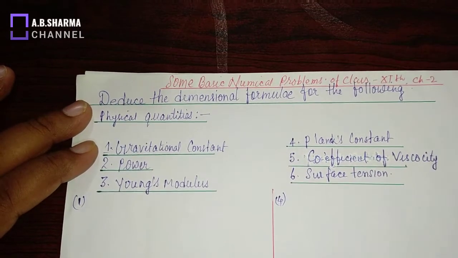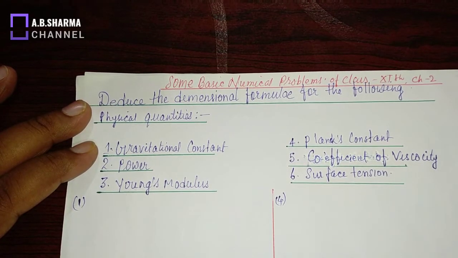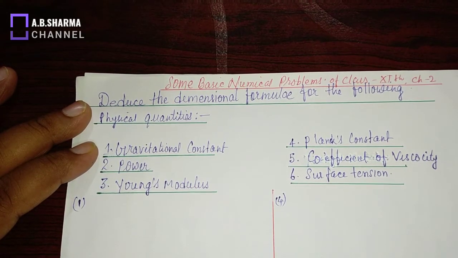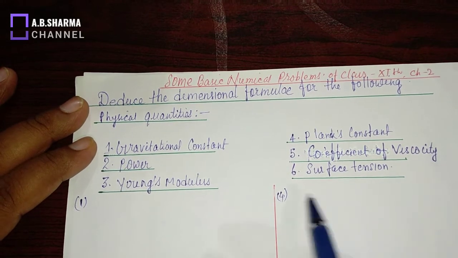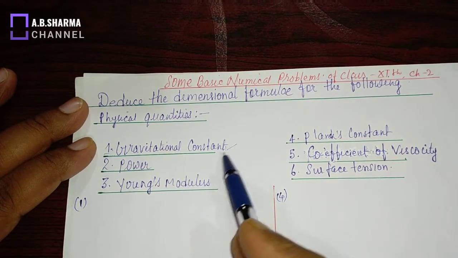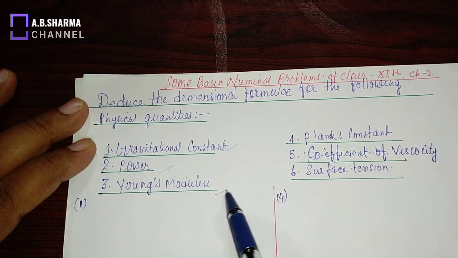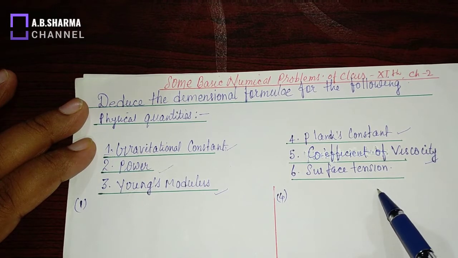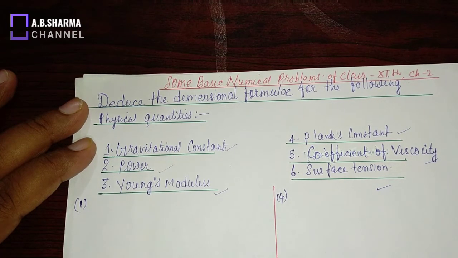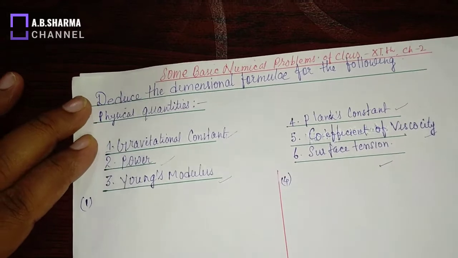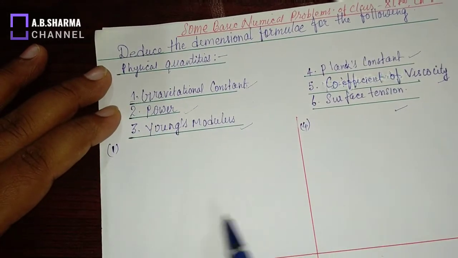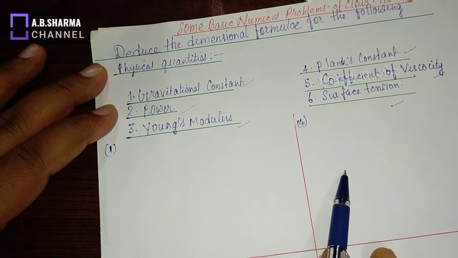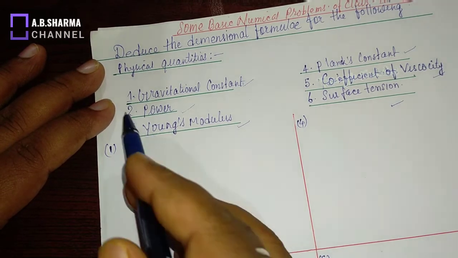The question is: deduce the dimensional formula of the following physical quantities: gravitational constant, power, Young's modulus, Planck's constant, coefficient of viscosity, surface tension. These are the physical quantities whose dimensions you have to find. So first try to solve this question by yourself and then see the solution.